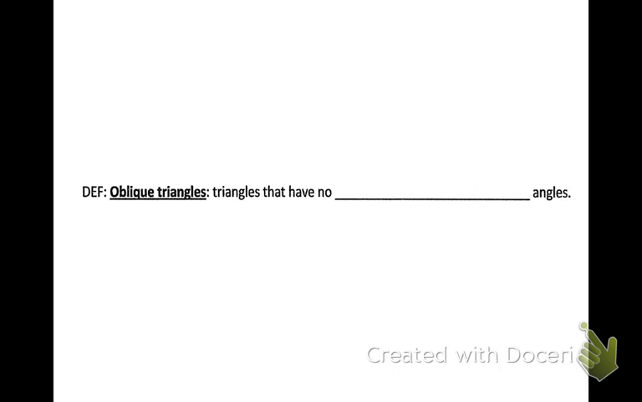Oblique triangles are triangles that have no right angles. When you have an oblique triangle, you're going to have to use the law of sines or cosines to solve it.